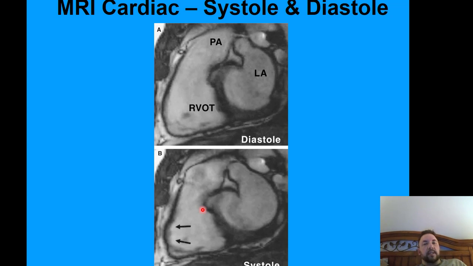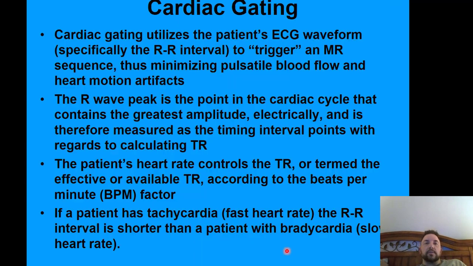So comparing diastole to systole or systolic phases of the heart cycle and the changes within it. When we talk about cardiac gating, we're talking about utilizing the patient's ECG waveform, specifically that R-to-R interval, to trigger an MR sequence. This will help to minimize pulsatile blood flow and heart motion artifacts. The R wave peak is the point in the cardiac cycle that contains the greatest amplitude electrically and is therefore measured as the timing interval points with regards to calculating TR.